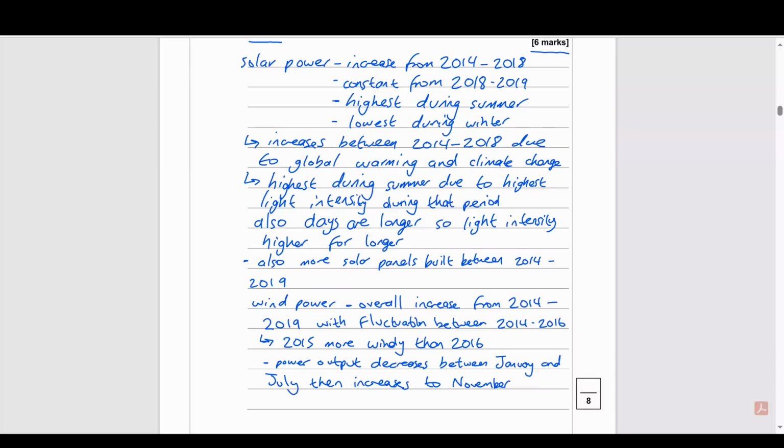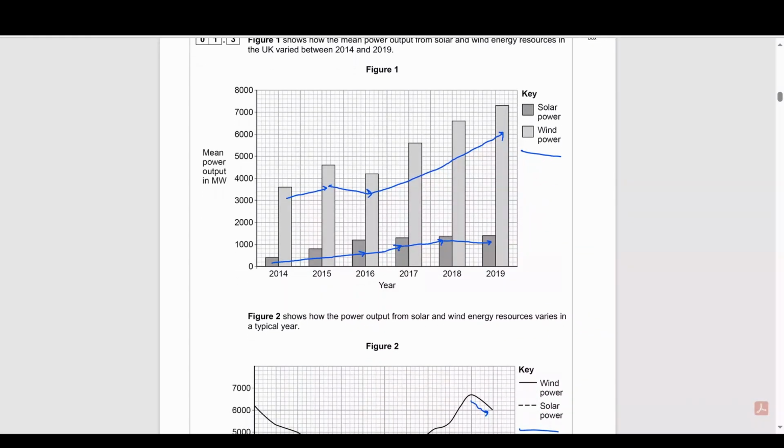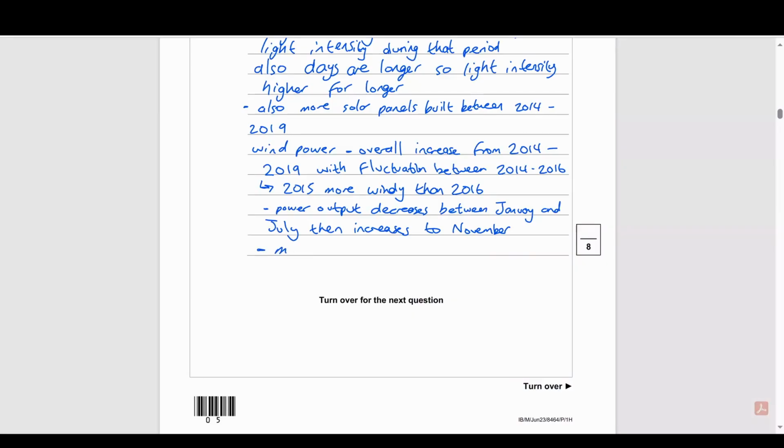Now, if we go back to figure 1, why is there a bigger power output when we're comparing the two types of power? Well, it's probably because in the UK, because that's where the question was based on, we're expecting there to be more wind compared to sun. So then we would expect there to be more wind turbines present than solar panels. So that's why there'd probably be more reliance on wind turbines and wind power than solar.